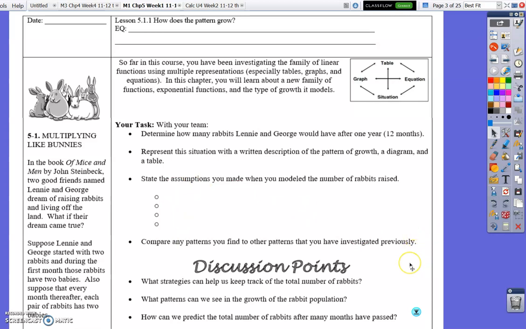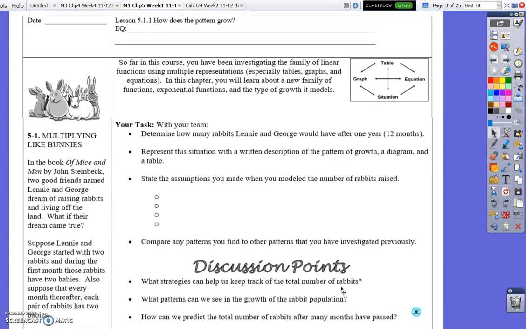We're going to compare this to other patterns we've modeled previously. What strategies can help us keep track of the number of rabbits is something we need to keep in mind. What patterns can we see in the growth of the rabbit population? And how can we predict the total number of rabbits after many months have passed? So we're going to do that by working through some problems.